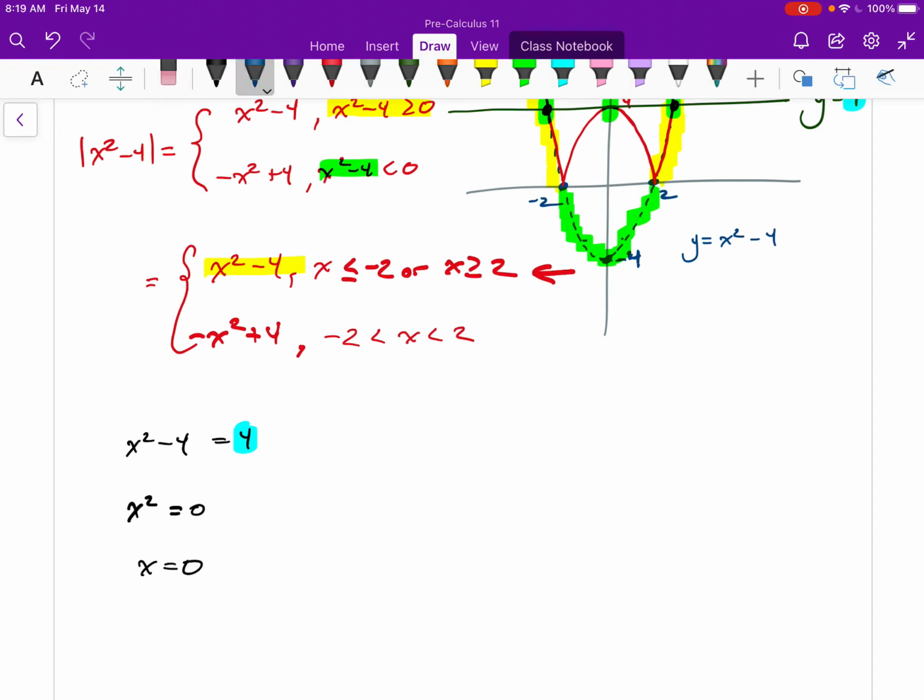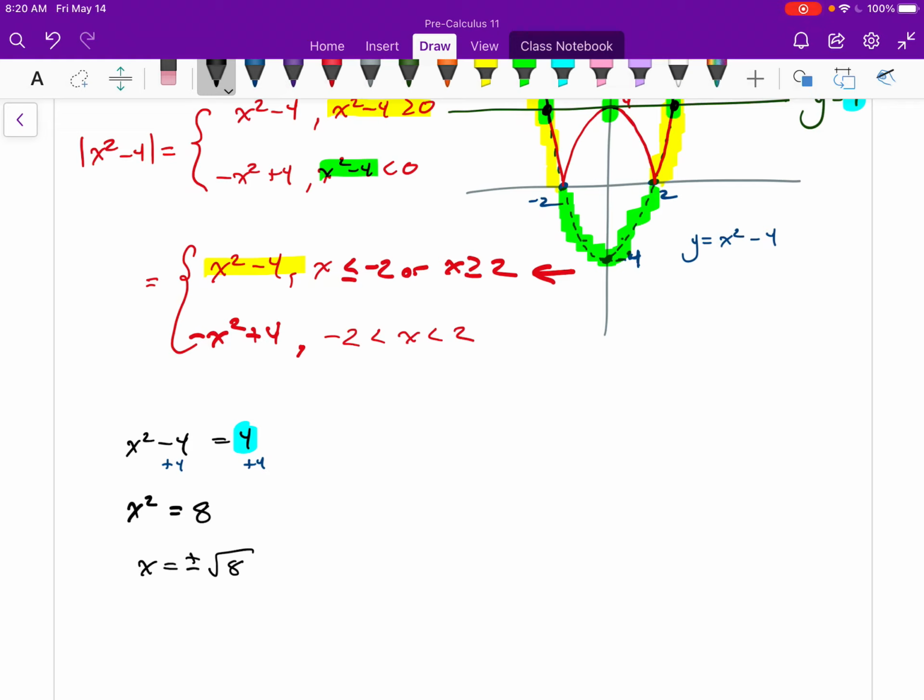Classic mistake by just doing things a little too quickly. I should have added 4 to both sides here. If I subtract 4 from both sides, that doesn't do me any good. So I get x squared equals 8. There we go. And so when I isolate x, I get plus or minus the square root of 8.